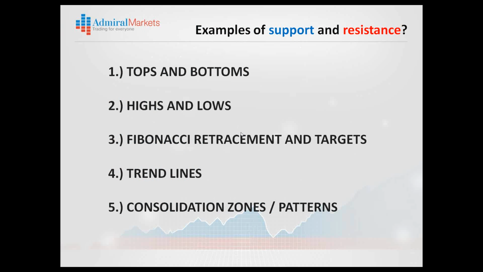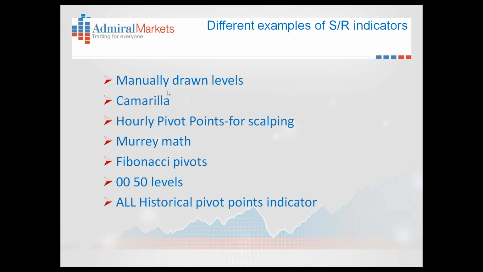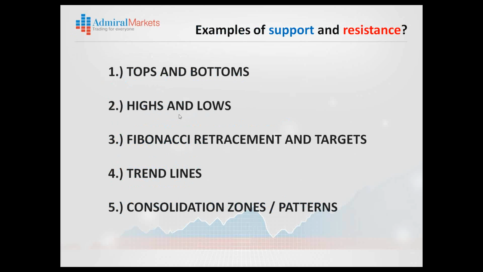Alrighty, sounds good to me. I also have a few I look at. I don't know this Murray Math that well, to be honest, so I'm looking forward to that. But these are the main ones I use: tops and bottoms, highs and lows of candles, the fib retracements and targets, trend lines, and consolidation zones. Those are my main key patterns, indicators and tools I look for to define important support and resistances.